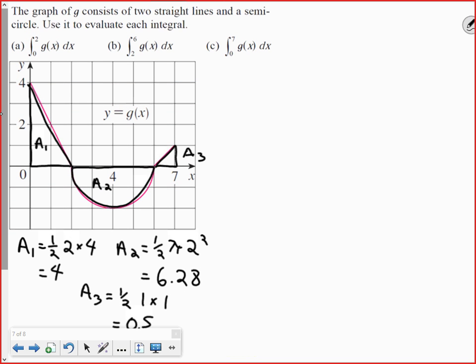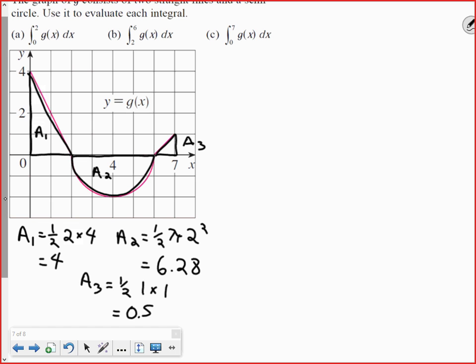Okay, now the answers to all three of these integrals here are just combinations of these three areas. So if we want A, the integral from 0 to 2 of g at x dx, that means the area under the curve from x equals 0 to x equals 2. From there to there, which is just going to be a1, which is just going to be 4.